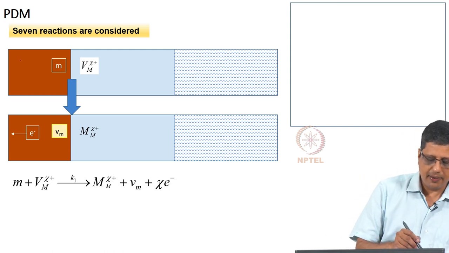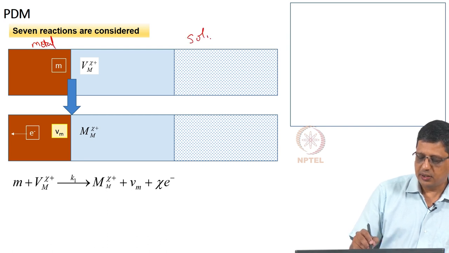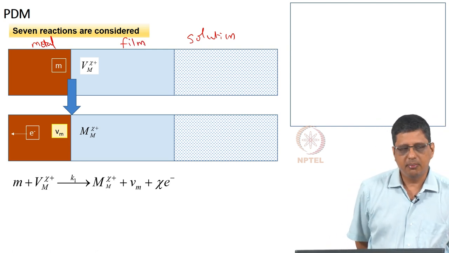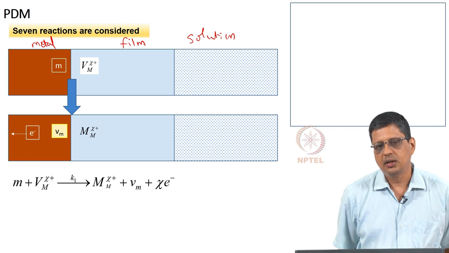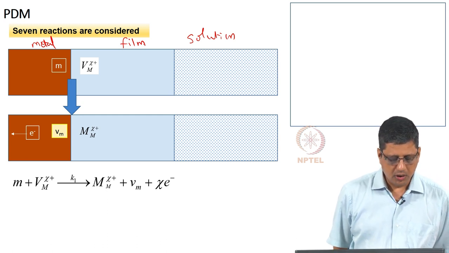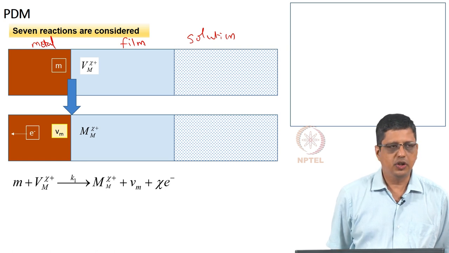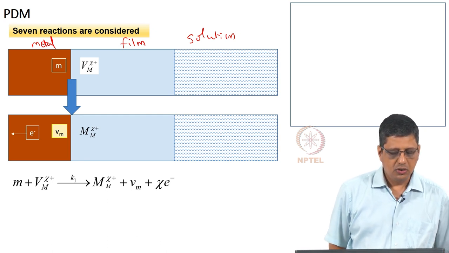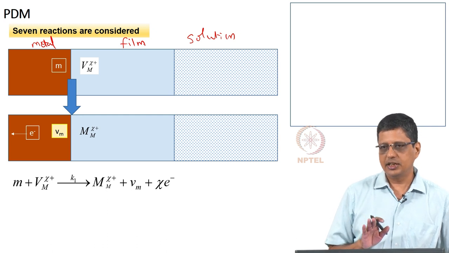You have a metal on one side, solution on the other side, and a film in between these two. You have a metal, a film on top of the metal, and that is exposed to the solution. To a large extent, I will use the notation used by the author, McDonald, but in some cases I will probably make it slightly different. Totally there are 7 reactions that are considered here.